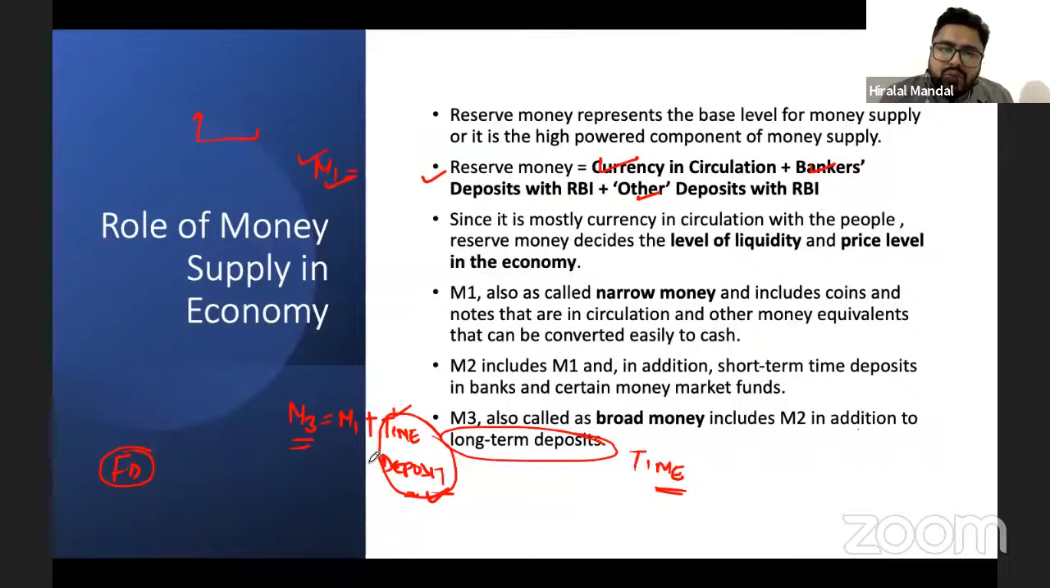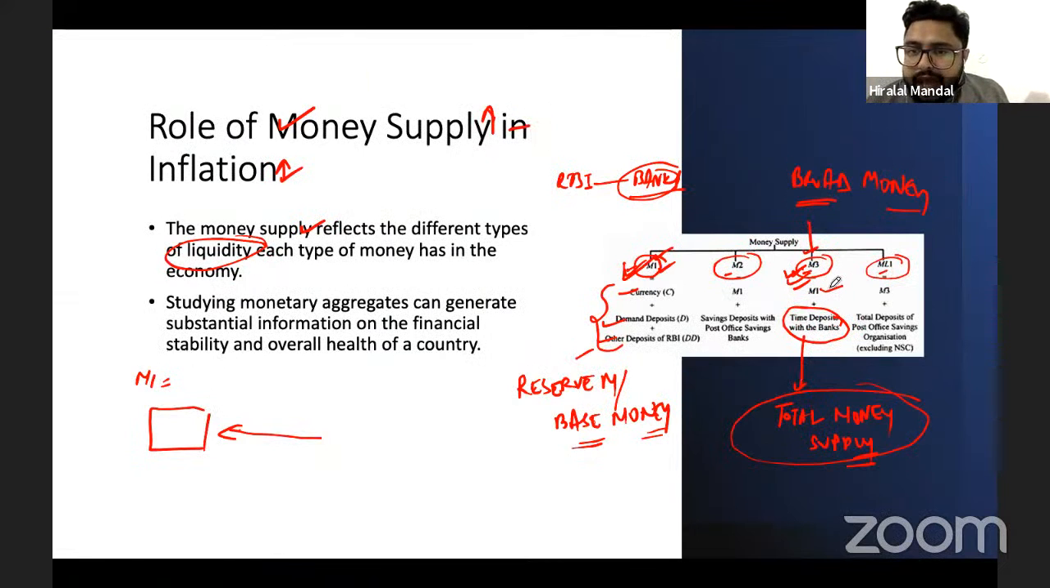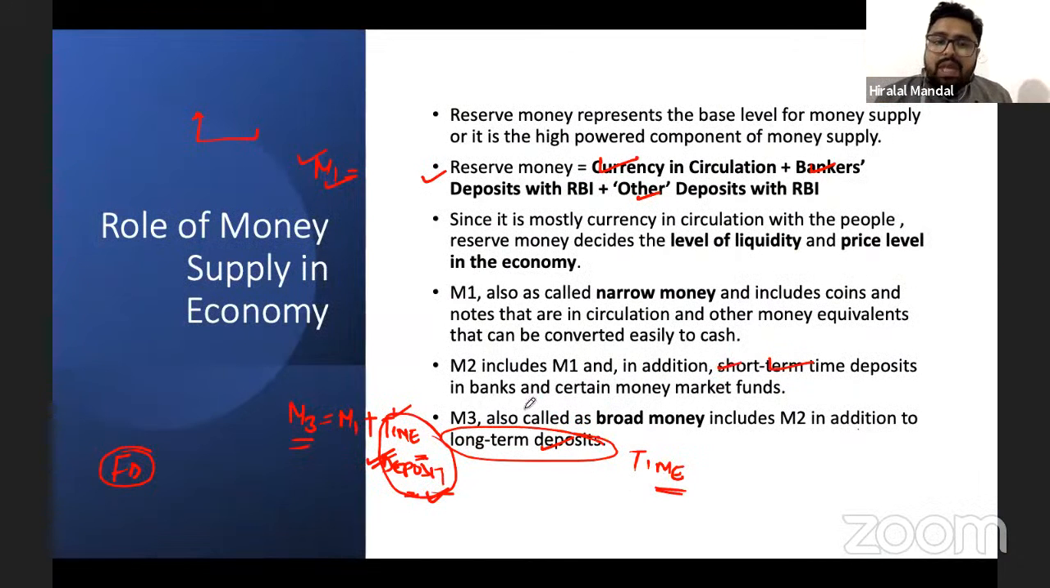I have just told you about the time deposit. M2 includes M1 plus short-term and long-term deposits. Here I have written only time deposit; I have not separated long-term and short-term. Let's go back here: it is written M1 plus time deposit with the bank, which I have already discussed. Here you just need to understand the difference between M1 and M3, and I have written only time deposit, not long-term and short-term. Got that point?